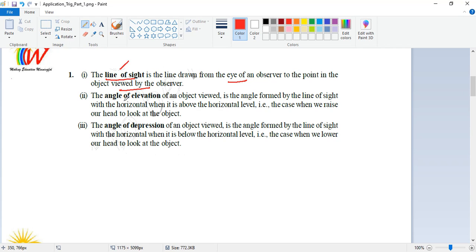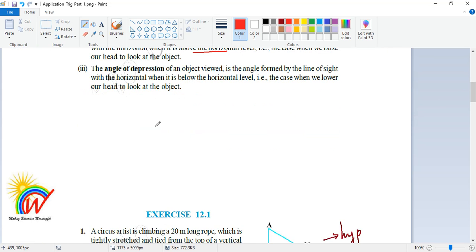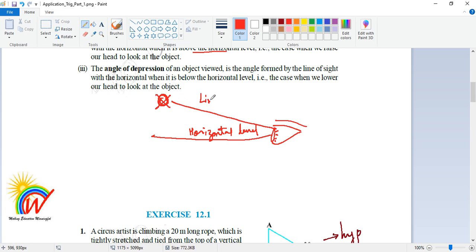Now the angle of elevation of an object viewed is the angle formed by the line of sight with the horizontal when it is above the horizontal level. So if this is the eye, let us say I draw an eye over here, this eye will be considered as the horizontal level. If the object is above the horizontal level, let us say this is the object, then this is the line of sight, and the angle formed over here will be called the angle of elevation. So let's say this is your angle of elevation.